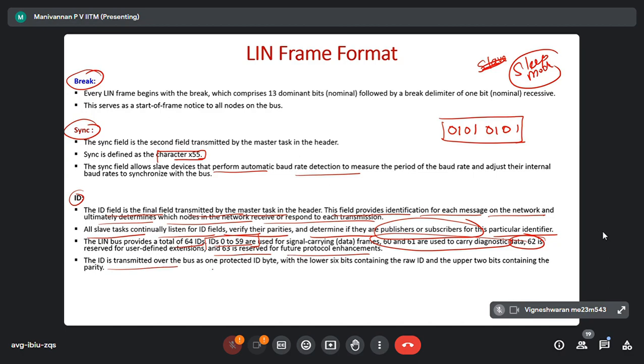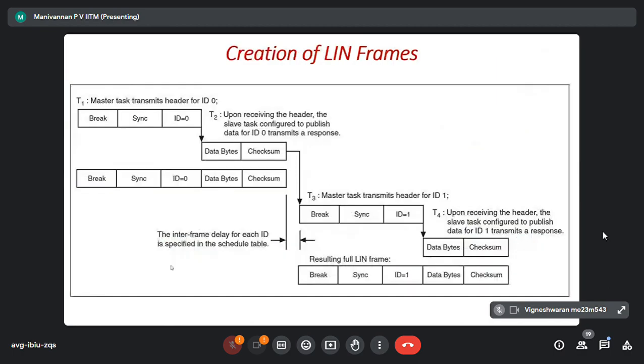The ID is transmitted on the bus as one byte with the 6 bits containing the ID. That's how it is done. The ID is sent by the master. If the ID data is available with a slave, it will respond. Okay, this is the LIN frame, how it looks.